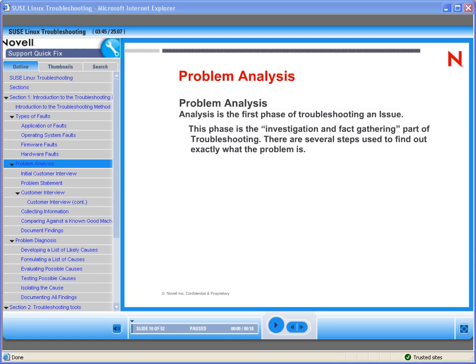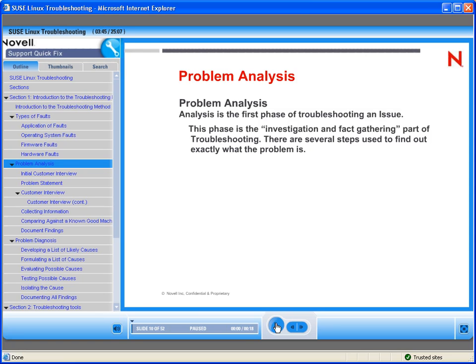Let's continue. Now, problem analysis is where we're actually gathering facts on what happened on the machine, what is actually the issue. There's a list of things that we want to ask whoever reported the issue, and basically document all these findings so that we can use this information in trying to actually troubleshoot the problem.